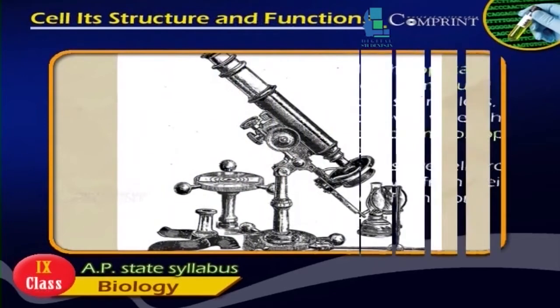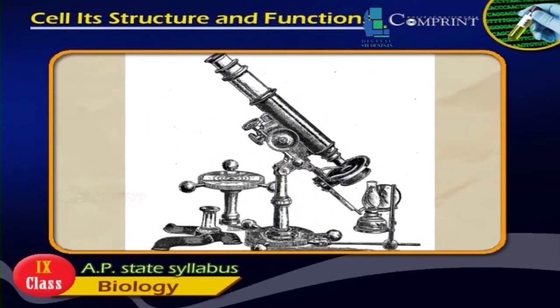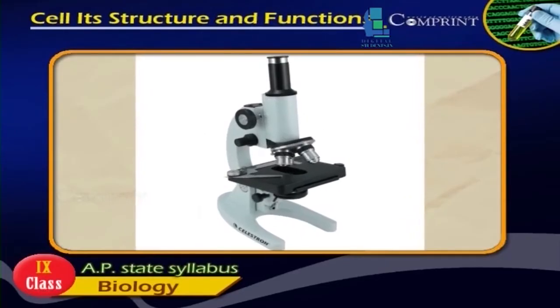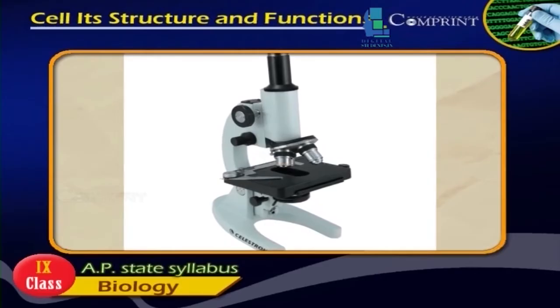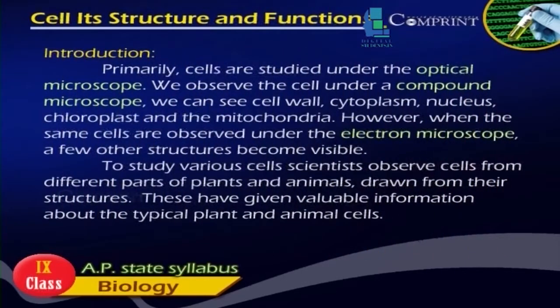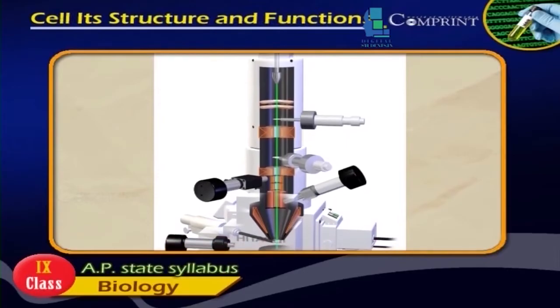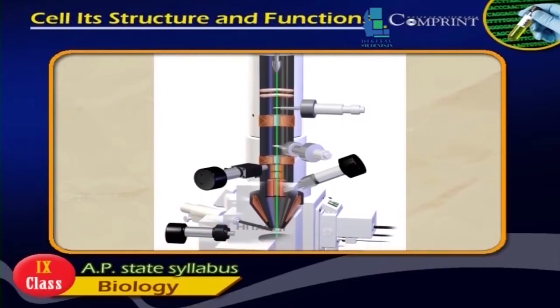Primarily, cells are studied under the optical microscope. We observe the cell under a compound microscope. We can see the cell wall, cytoplasm, nucleus, chloroplast and the mitochondria. However, when the same cells are observed under the electron microscope, a few other structures become visible.